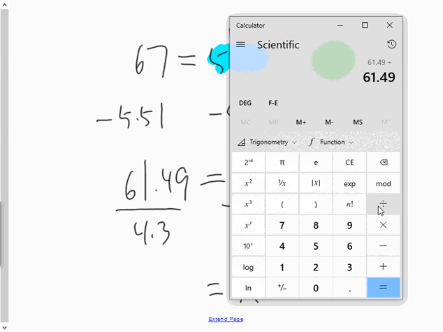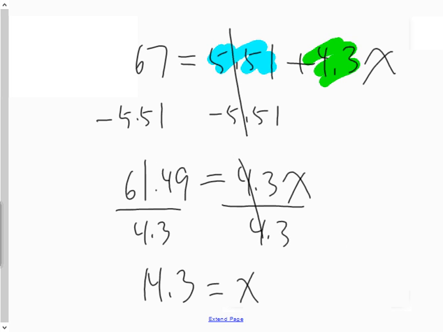61.49 divided by 4.3. 14.3? Did I do it without a mistake? Hip, hip, hooray.